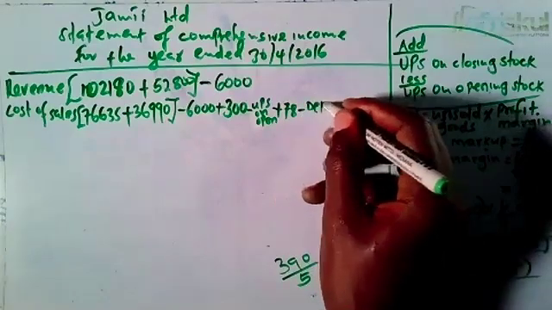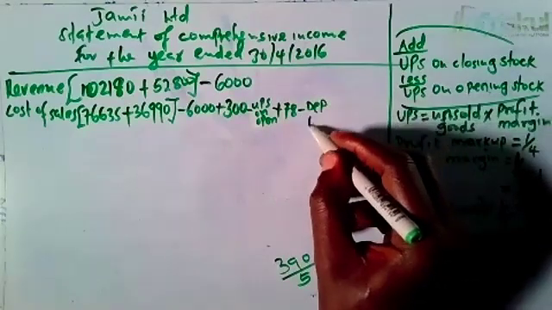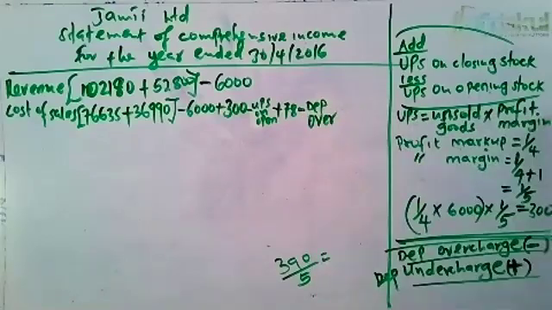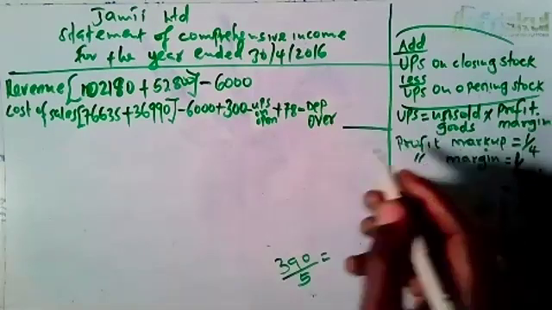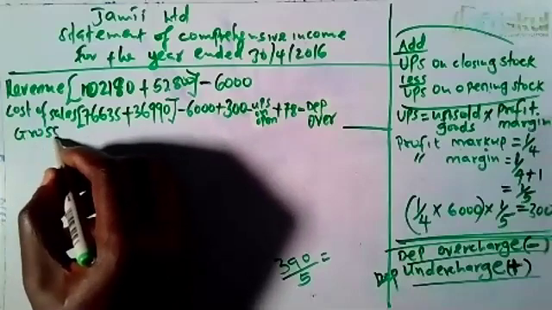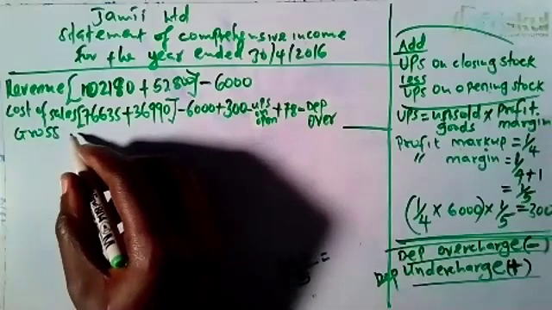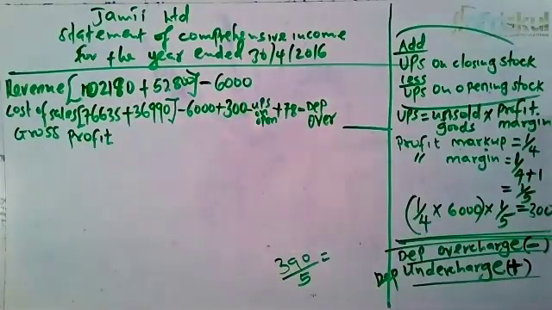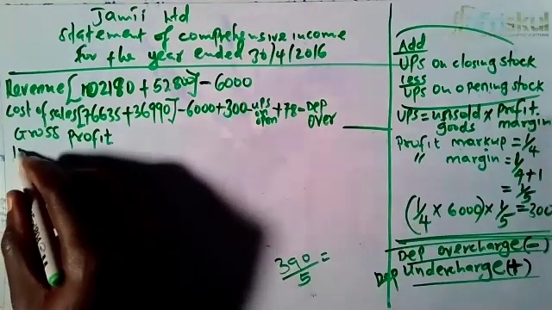Then for depreciation not undercharge but overcharge, you subtract. So depreciation overcharge, and that is due to the sale of fixed asset. So once you subtract the two, you are supposed to get the gross profit. So once you have the gross profit, next in this question, I can see we have investment income.